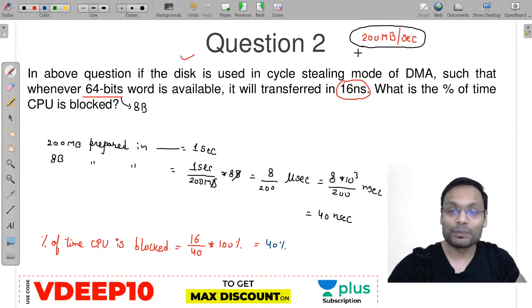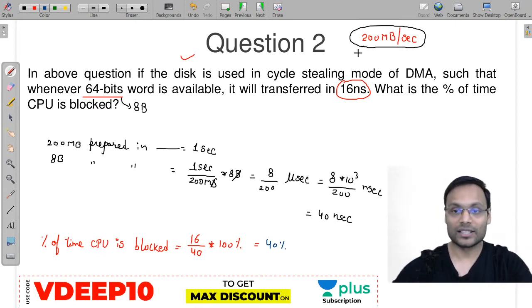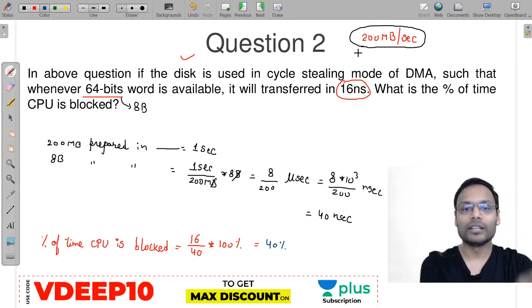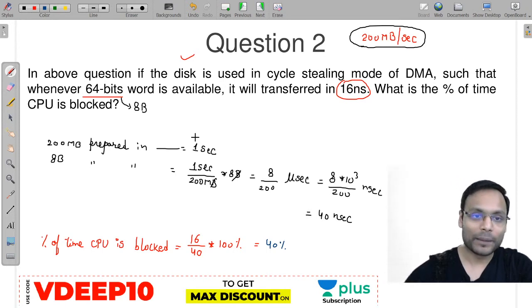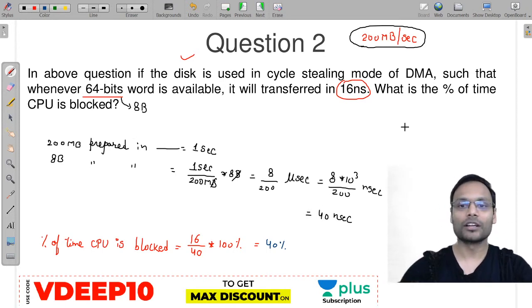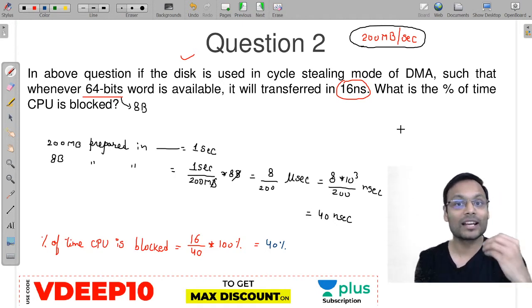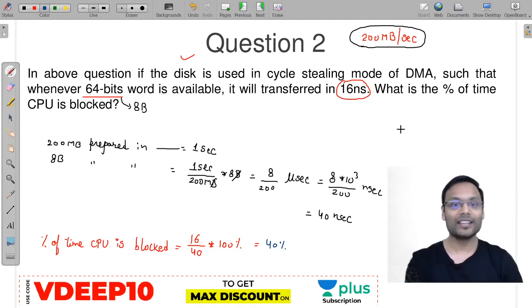This is the transfer speed which you calculated yesterday. So if such a question comes, you can merge the transfer rate of the disk as the speed to prepare the data, and then you can go further with the regular understanding which I have explained in the classroom. I have told this in class. Go and check that video.